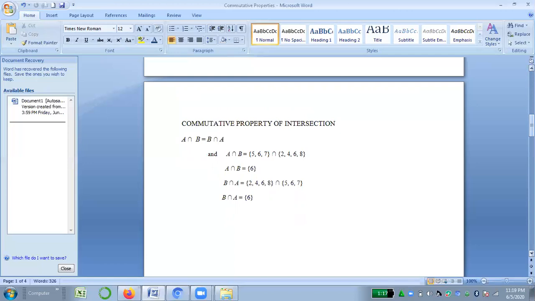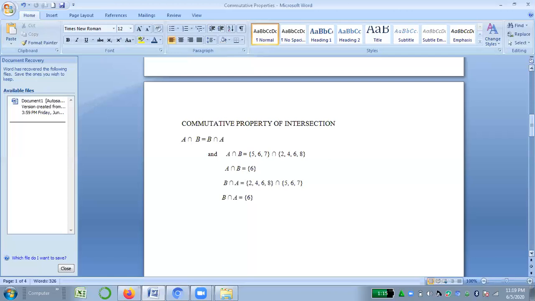Now you have the concept of intersection that we have to take the common elements. Those elements which are common in set A and B, we have to take them in the answer. So A intersection B, A and B have the same element 6. So the answer is 6.